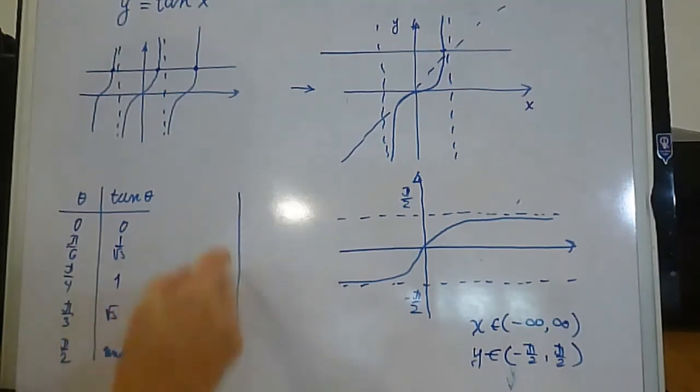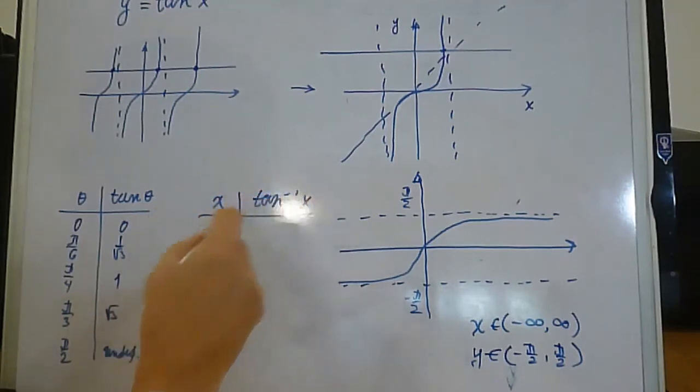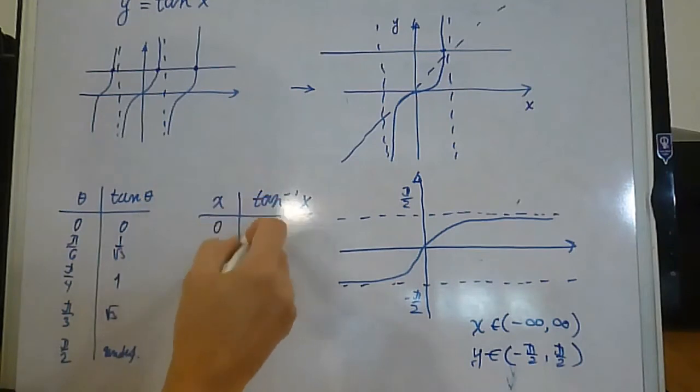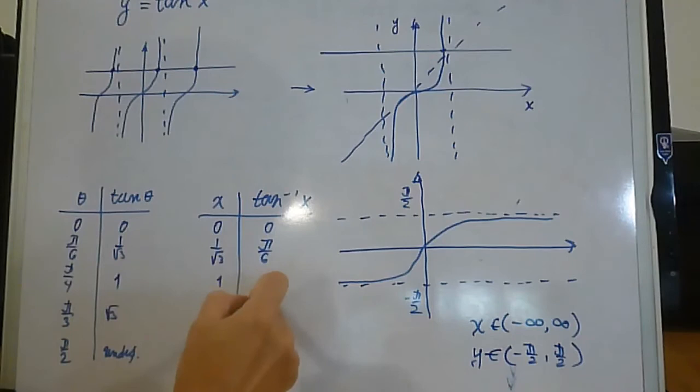So what is going to happen to tangent inverse? Let's put x here and tangent inverse here. Well, I'm going to copy this column over here into x. I'm going to put undefined here. So what are going to be the tangent inverses? Well, the angle which is producing tangent equal to 0 is 0, right? The angle which is producing tangent 1 over square root of 3, that's pi over 6. This is pi over 4. This is pi over 3.